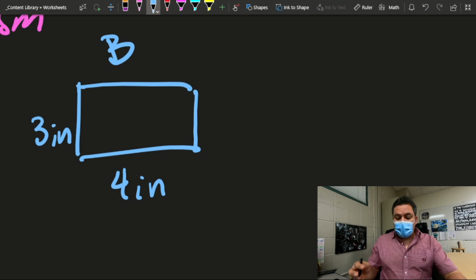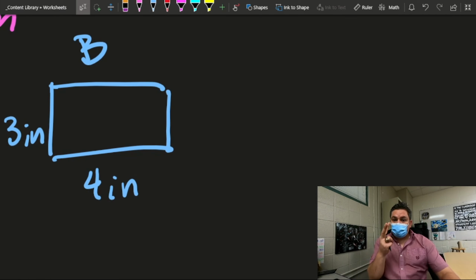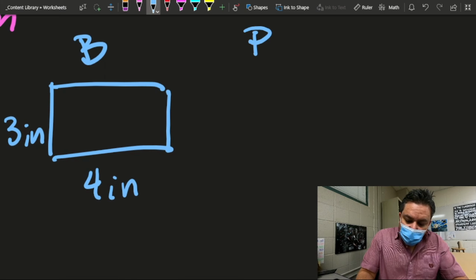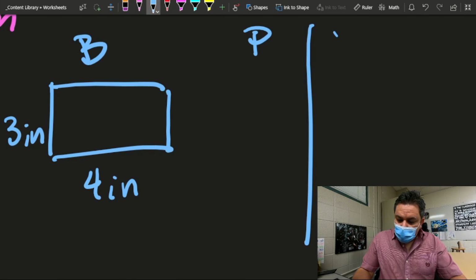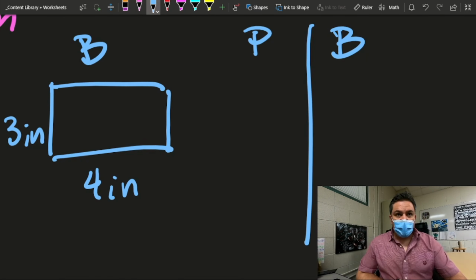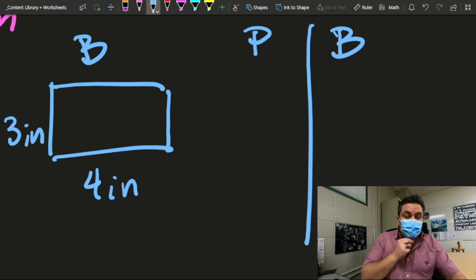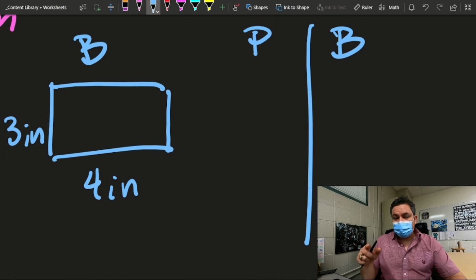Rectangular prism. So that means that this shape is a rectangle. So for this, we're going to find two things. We're going to find uppercase P and we're going to find uppercase B. Remember, uppercase P is the perimeter of the base. So if I want to find the perimeter, all I have to do is add up all the sides. Don't I? For the perimeter.